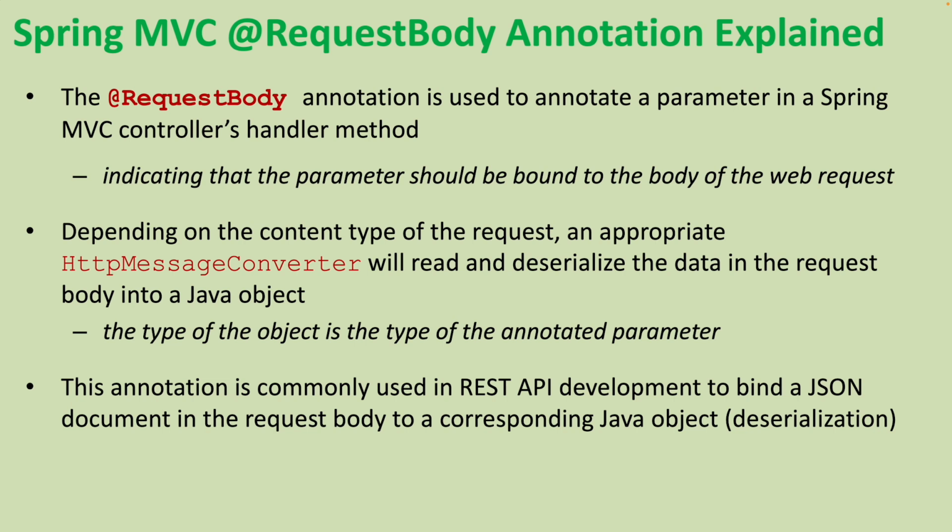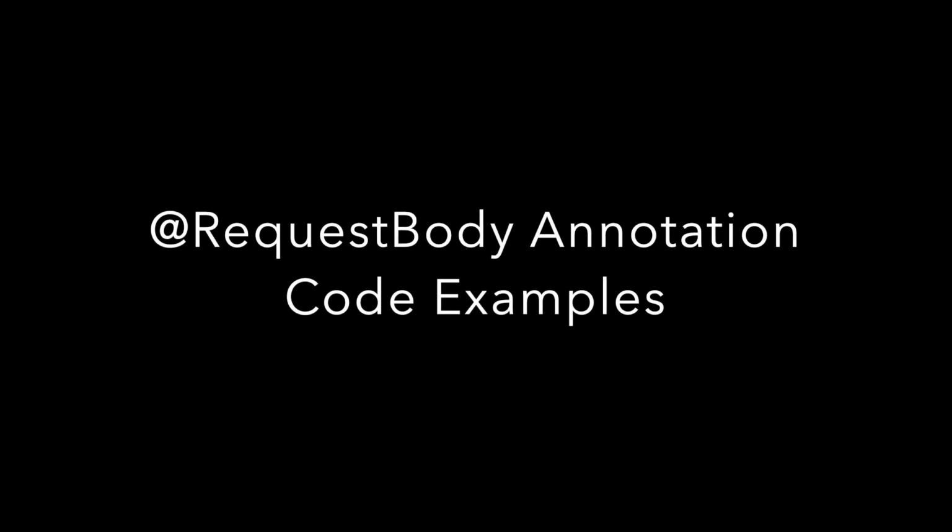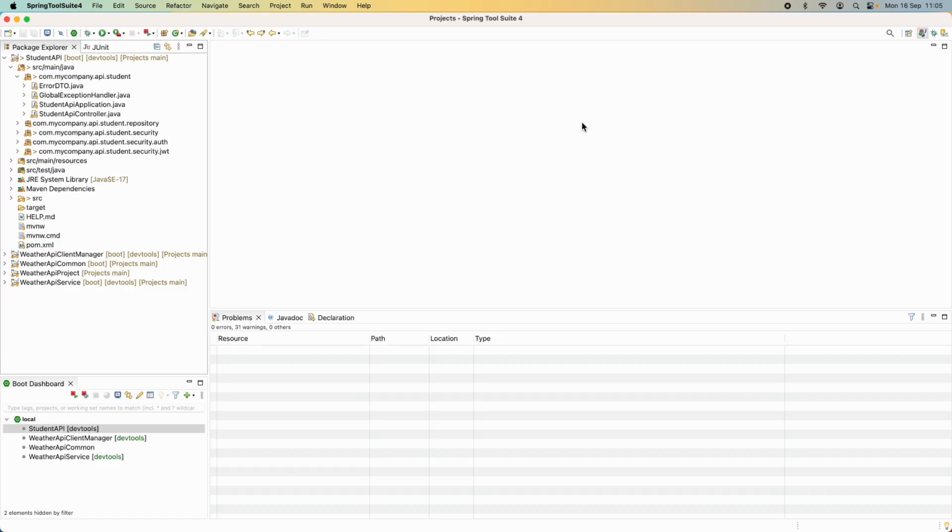This annotation is commonly used in REST API development in order to bind a JSON document in the request body to a corresponding Java object. It is the deserialization process. Now let me show you real-world code examples that illustrate the use of the @RequestBody annotation.